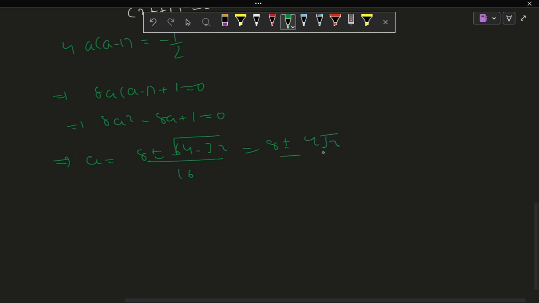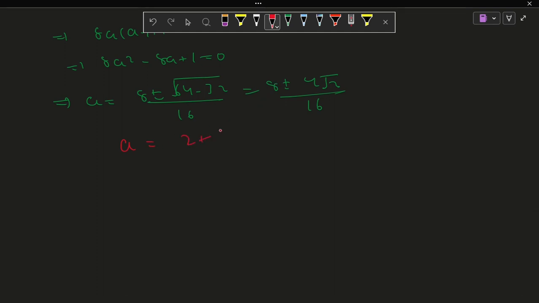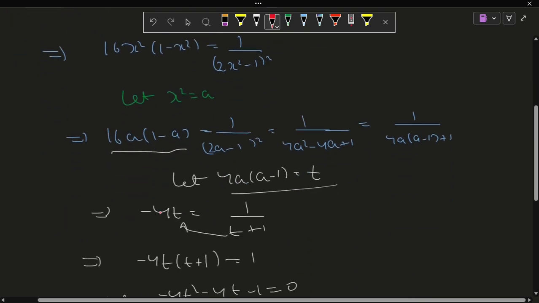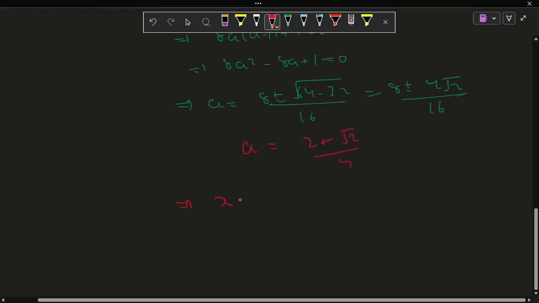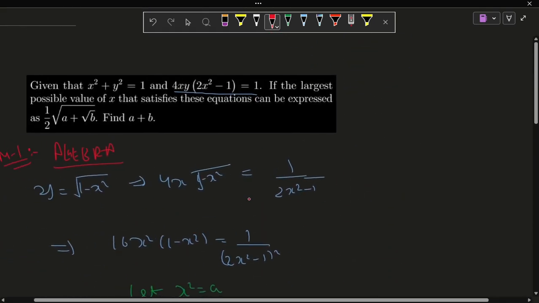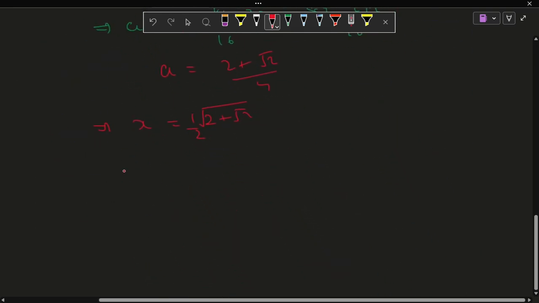which is 8 plus minus 4 root 2 over 16. And since we want to solve for the maximum possible value for x, I will just neglect the minus term and I will take a as, we can cancel out 4, 2 plus root 2 by 4. So I have solved for a, and in our original problem I had let x square as a. So the largest possible value of x is simply 2 plus root 2 under root by 2. So the answer can be, we can compare it with this. So we have a is equal to b is equal to 2, and our answer is simply 4.